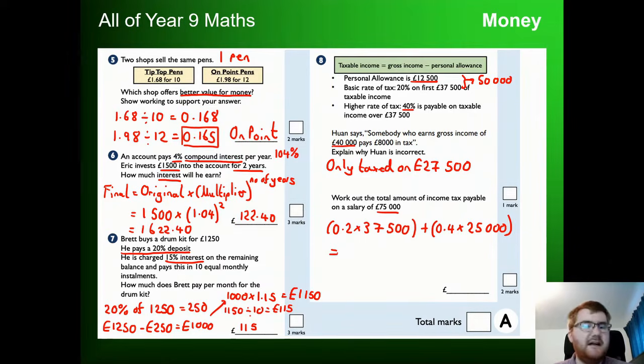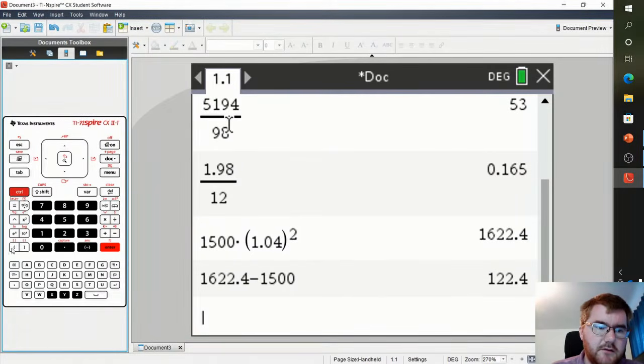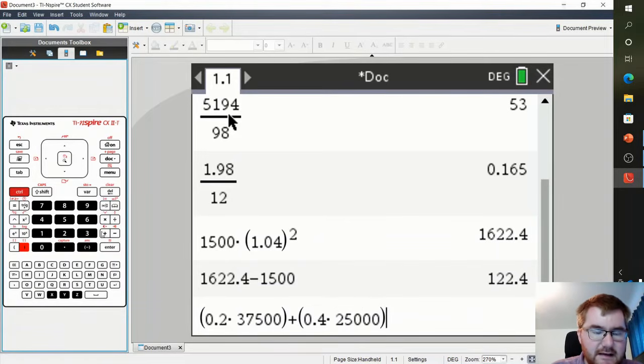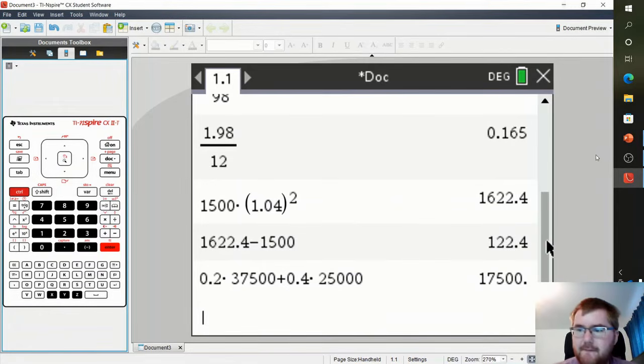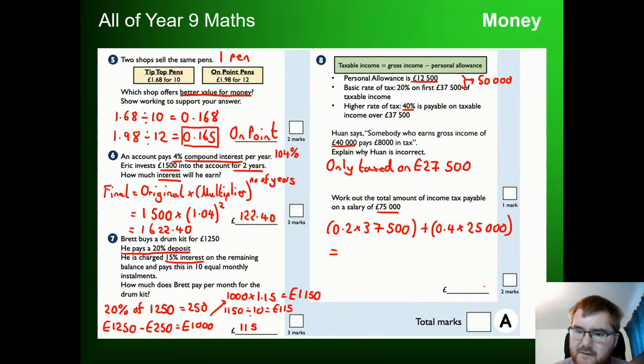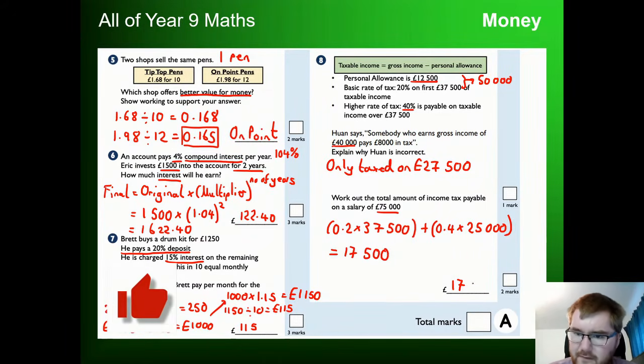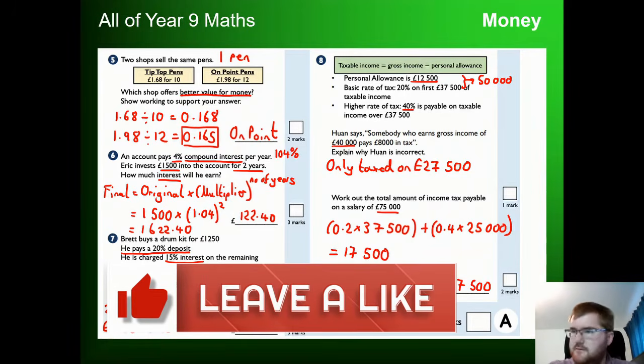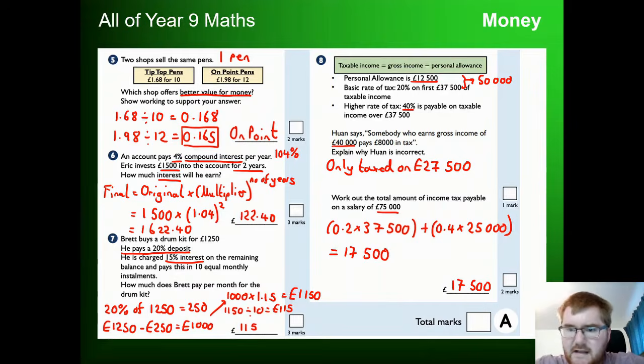So now what we're going to do is put that into our calculator and work out how much you get taxed. So we're going to do 0.2 times 37,500 plus, here comes the big 40% tax. I live in Germany, so tax can be a little bit higher here in comparison. And if we do that calculation, we then get 17,500. So if you have a salary of £75,000, 17,500 of it goes on tax, and that can be towards a variety of different things as well. So that's how much he gets taxed.